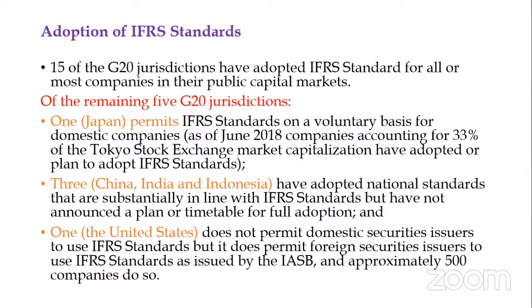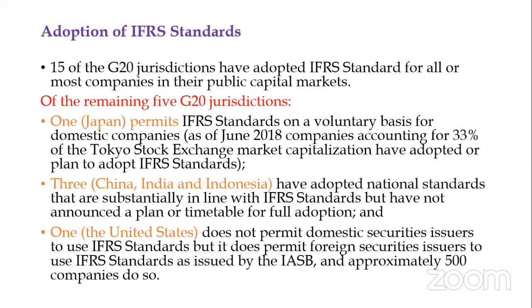So IFRS standards are on a voluntary basis for domestic companies. As of June 2018, companies accounting for 33% of the Tokyo Stock Exchange are using them. As I said, they have Japanese GAAP, they have US GAAP, they have IFRS, they have international modified IAS also there. Whichever they require, they can use voluntarily. That is with respect to Japan.